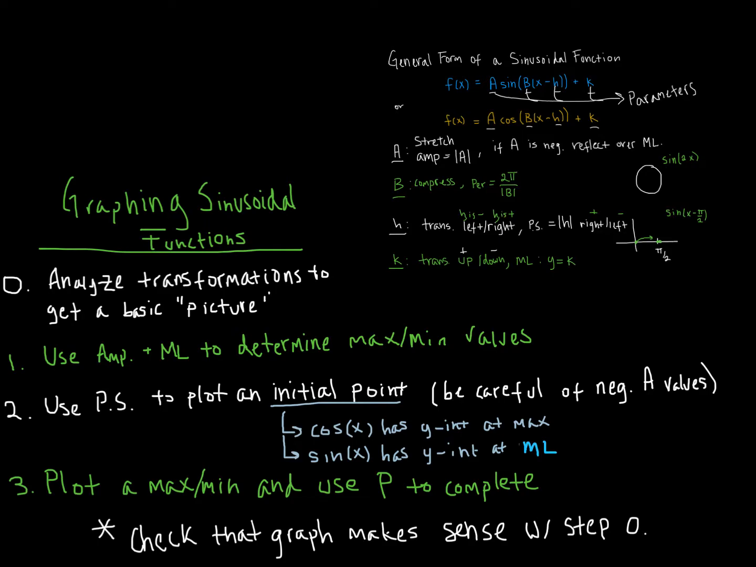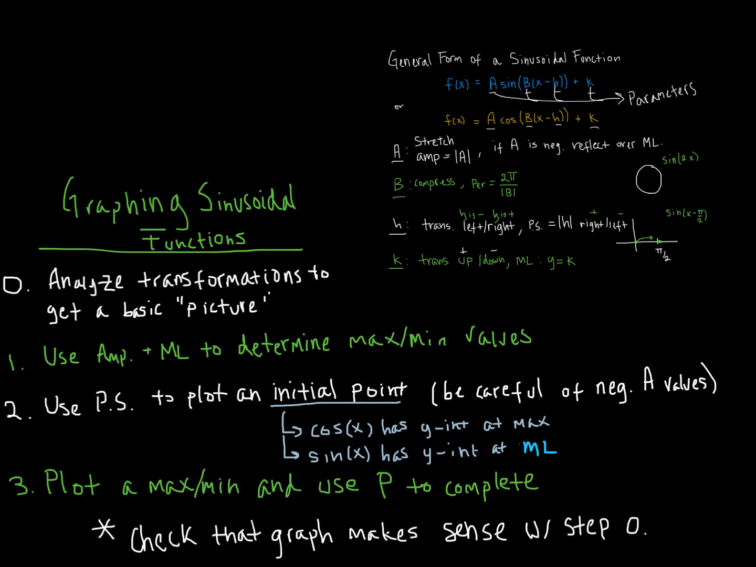You can use this fact to plot an initial point. So if you have a phase shift of, say, pi over 2, you know that this y-intercept, which was normally at a maximum, has now shifted pi over 2 units to the right. And that can be very, very helpful in just getting a basic idea of a starting point for our function.